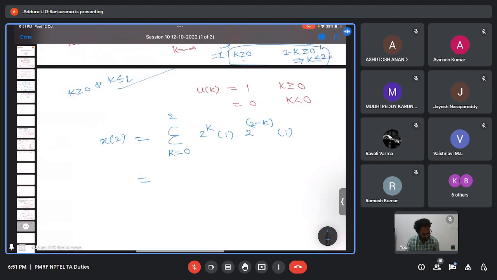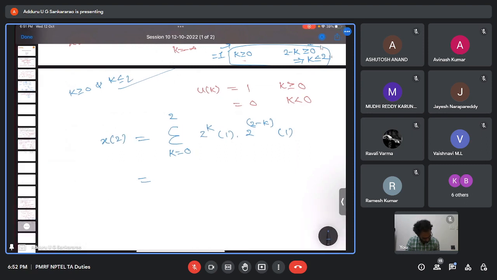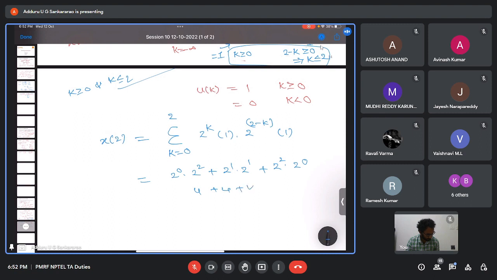Now for k equal to 0, 1 and 2 we need to substitute. For k equal to 0, 2 power 0 into 2 square; k equal to 1, 2 power 1 into 2 power 1; k equal to 2, 2 square into 2 power 0. That is 4 plus 4 plus 4, which is equal to 12. Is that okay?